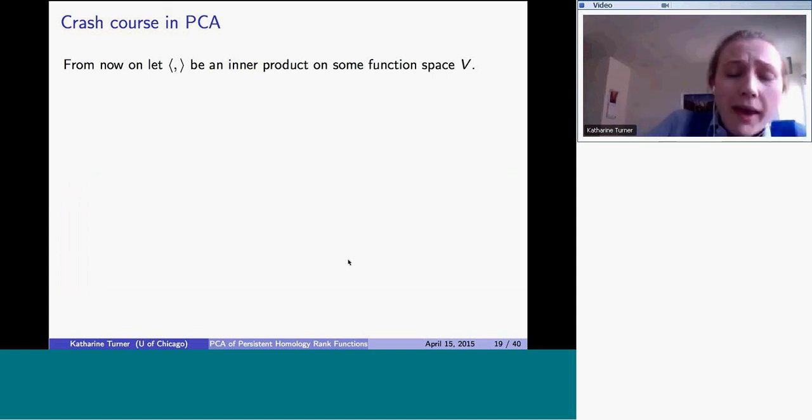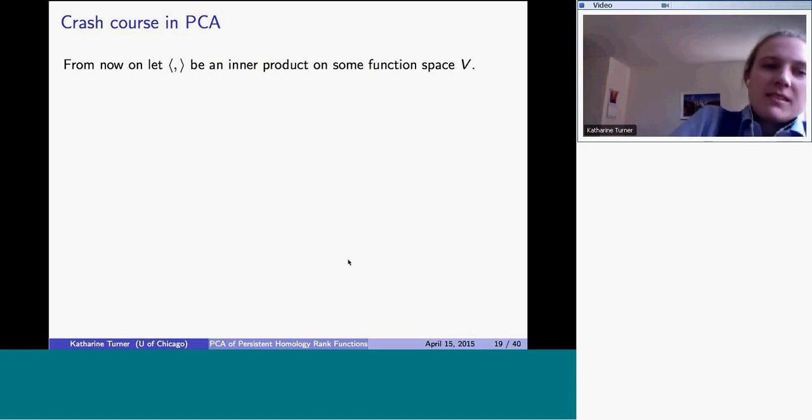So, I don't know how many people are familiar with PCA. So PCA stands for principal component analysis. It's, you know, sort of one of the first pass things people use in statistics, particularly if they want to have a picture. But really, it's linear algebra.